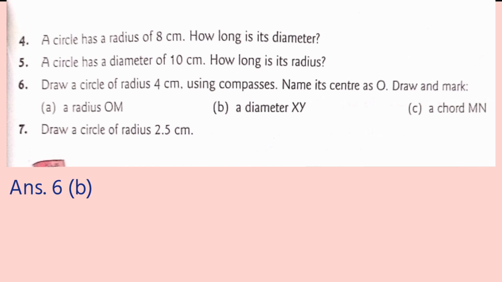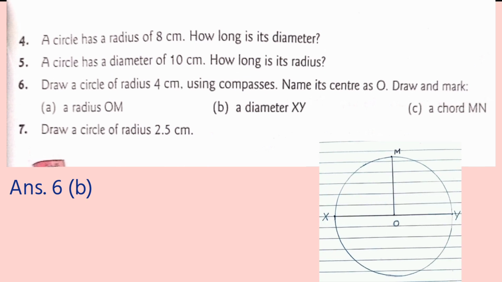Part B, a diameter XY. For this question, we will take 2 points X and Y on the circle in such a way that when we join these 2 points using a line segment, that line segment passes through the center of the circle. So this is the desired diameter XY for this circle.